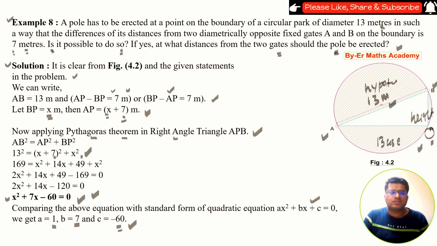Then what was the first question? The first question was whether it is possible to do so. Then what will we do? We find the discriminant. From the value of the discriminant, you can say whether it is possible or not. Okay, student?